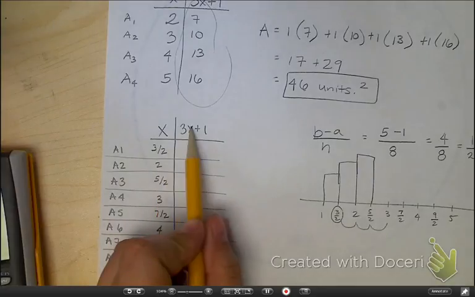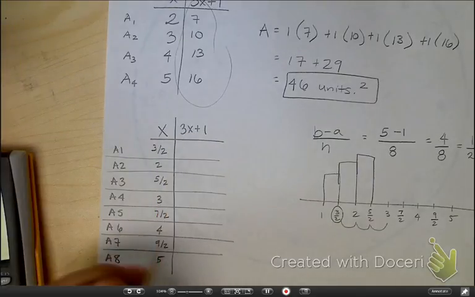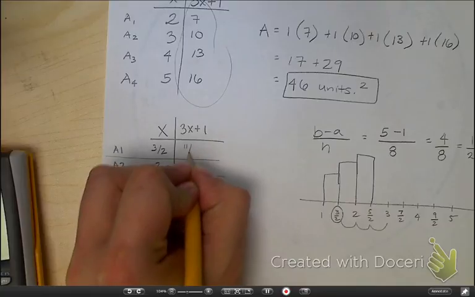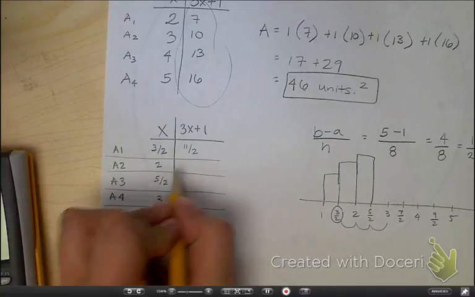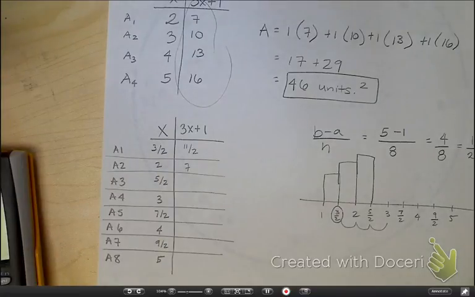So when I plug in 3 halves into this, I get 9 halves plus 1. That's 11 halves. By the way, you can use a calculator for this. I don't necessarily need you to add these all up by hand. 2 times 3 is 6 plus 1 is 7. I'll put this on pause and do the rest of these, and you should do them as well, and then check your work. So pause the video now.